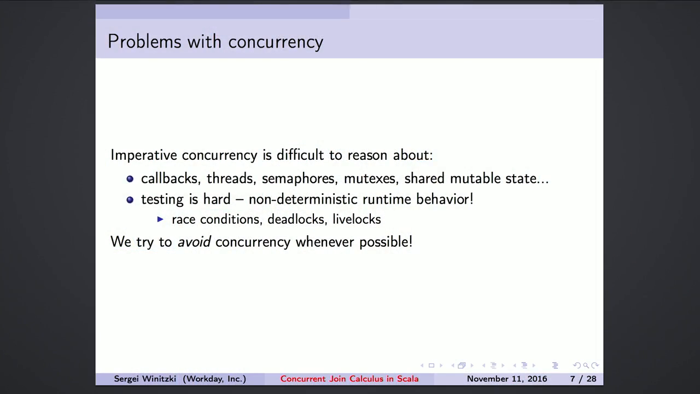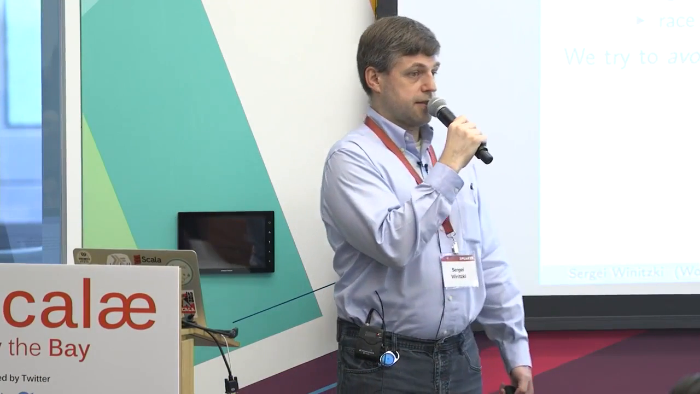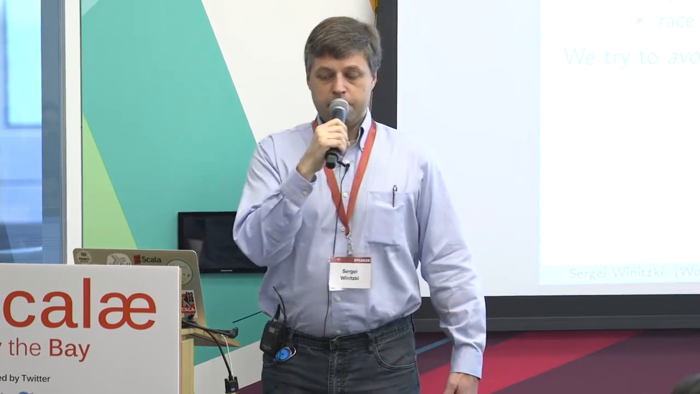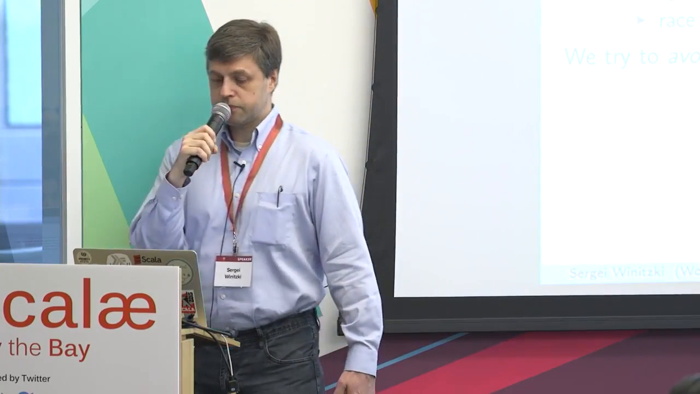Because the concurrency is so difficult, we try to avoid it actually. Most programmers don't like it, try to avoid it. And it's a good rule of thumb to use the least powerful framework to do what you have to do. But sometimes you do have to use all these callbacks, threads, semaphores. Shared mutable state, of course, is very difficult to reason about and very difficult to test. You have essentially unpredictable runtime behavior.